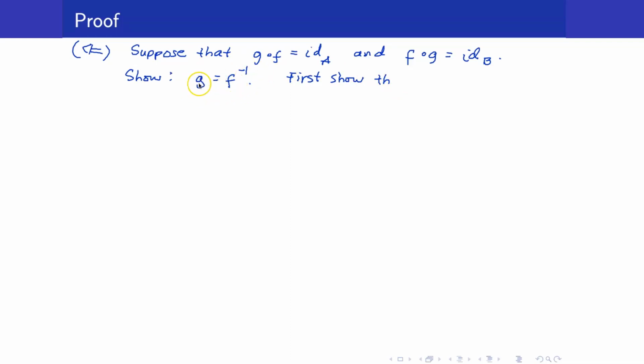Because we cannot compare these two functions otherwise. G is a function here, so F inverse must be a function as well for us to be able to compare them. First, show that F is bijective. How will we make use of the given? Now, as an exercise, verify that the identity functions are bijective. They are both one-to-one and onto.